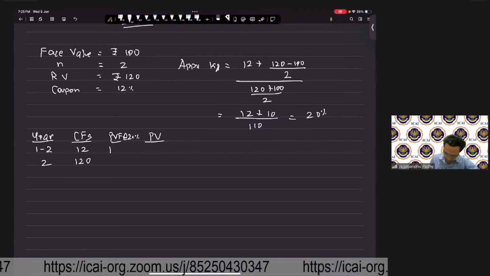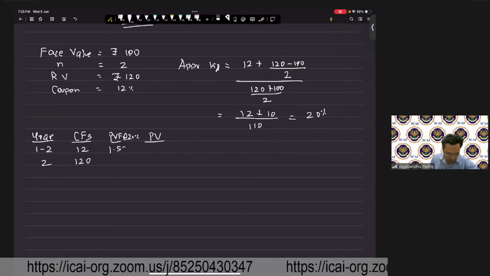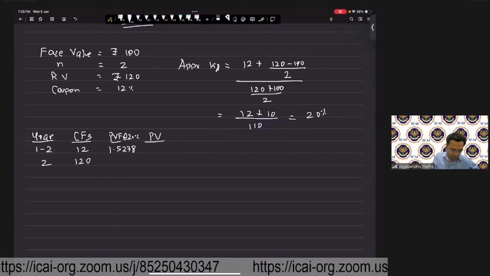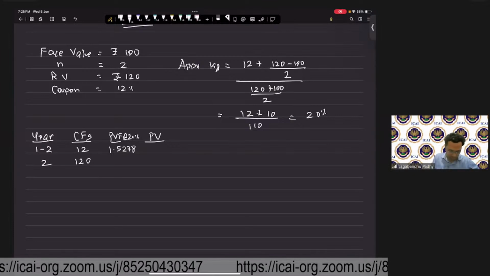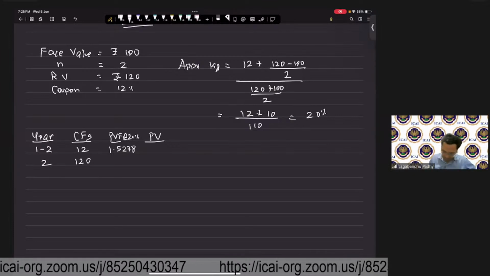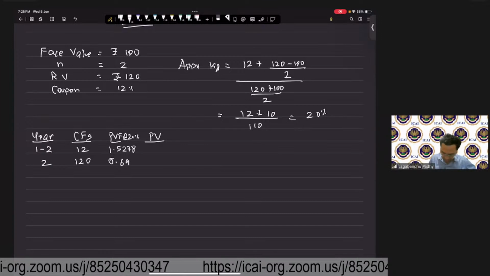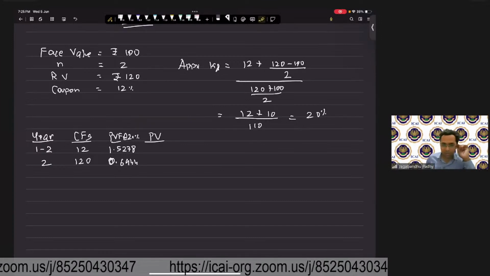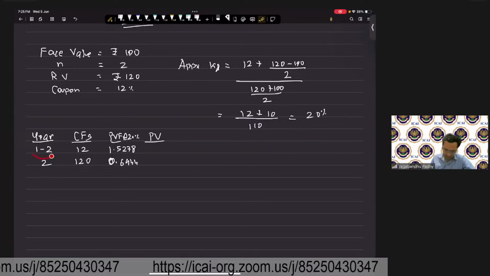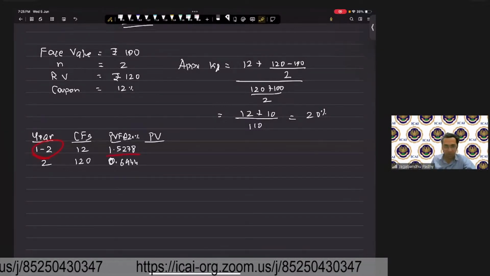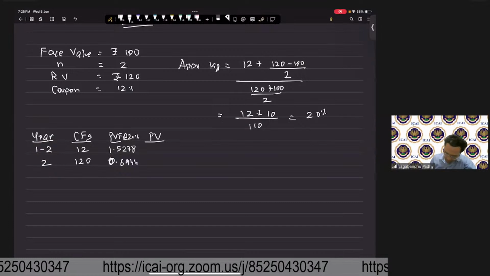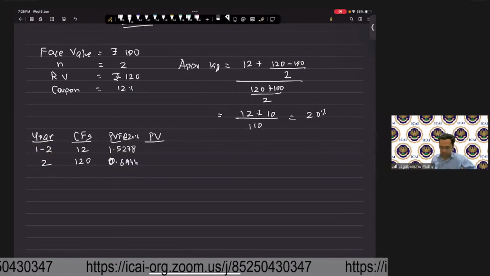Use the GT function, we get the PV factor as 1.5278. And then 1 divided by 1.2 squared, this is the PV factor, which is 0.6944. Okay. We get the PV factors from year 1 to 2 as 1.5278, and in year 2 it will be 0.6944. Now PV factors, we have got it.